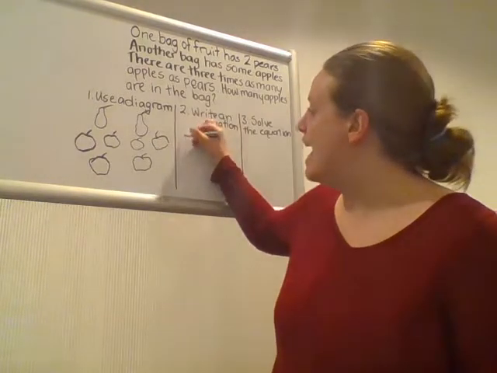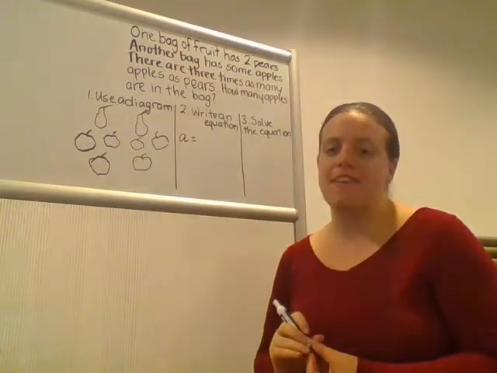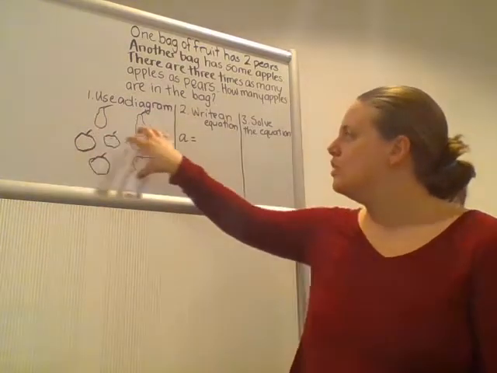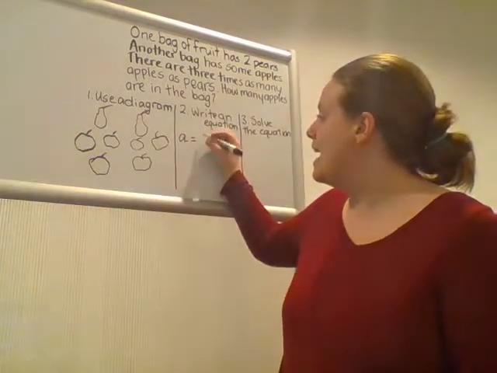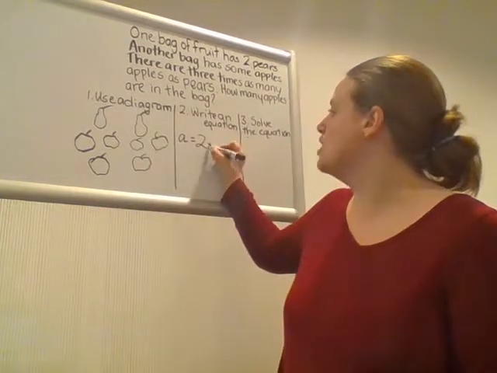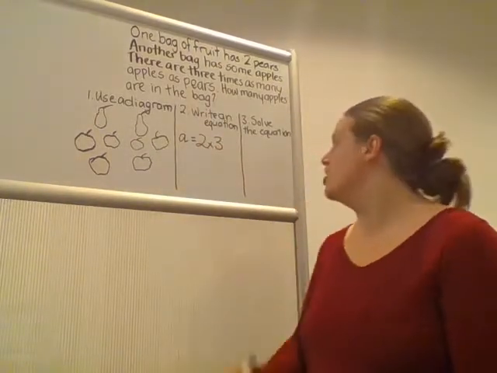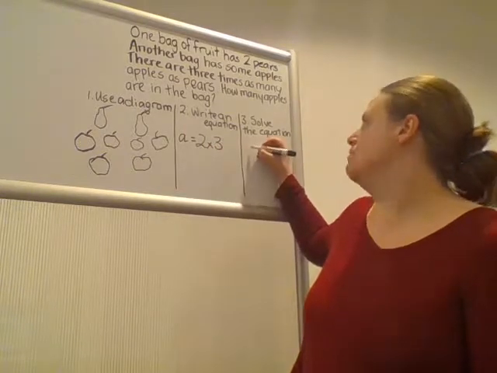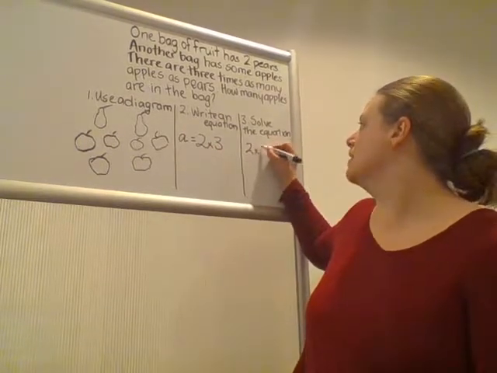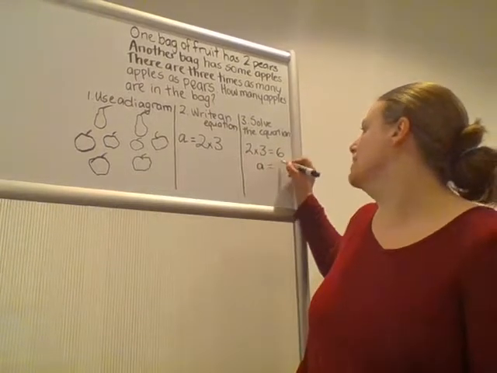So A equals, and then I've got 2 lots of 3 because I've got 2 pears. So I can say A equals 2 times 3, and then I can go on to solve my equation. So A equals 2 times 3, 2 times 3 equals 6. So A equals 6.